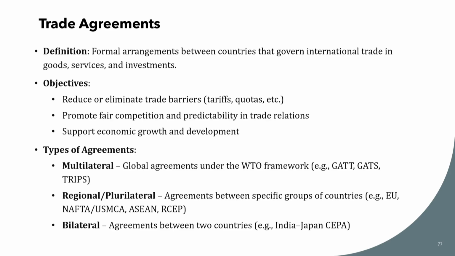Broadly, there are three types of trade agreements. One is called multilateral. That means global agreements under the WTO framework that include GATS and TRIPS, etc. Then come regional agreements. These are agreements between a specific group of countries, for example EU, NAFTA, ASEAN, etc. Then come bilateral agreements, which are agreements between two countries, for example the India-Japan CEPA agreement. So this is purely a bilateral trade agreement.